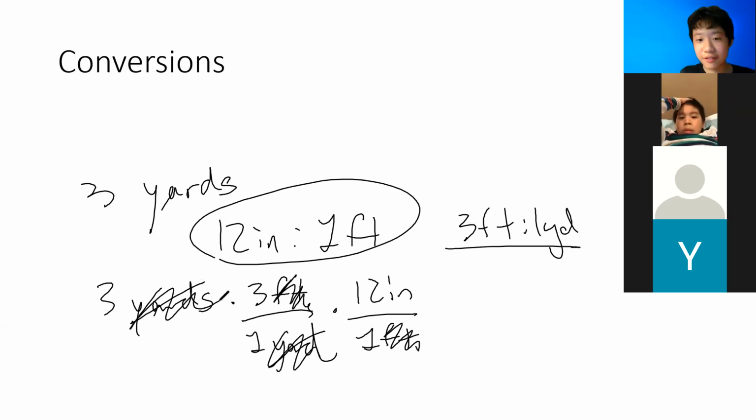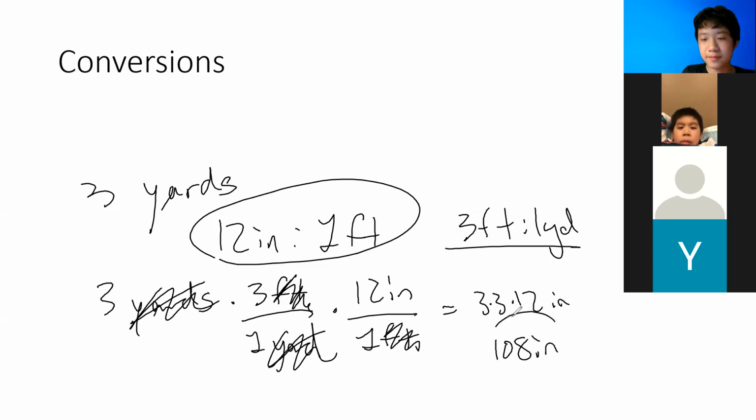And the only word left here is inches. So that's what our answer is going to be in. Our answer is going to be in inches. So now we have our answer: 3 times 3 times 12 inches. What's that going to be? That's 9 times 12, 108 inches. Okay, does everyone get how we use conversion factors to convert between units?